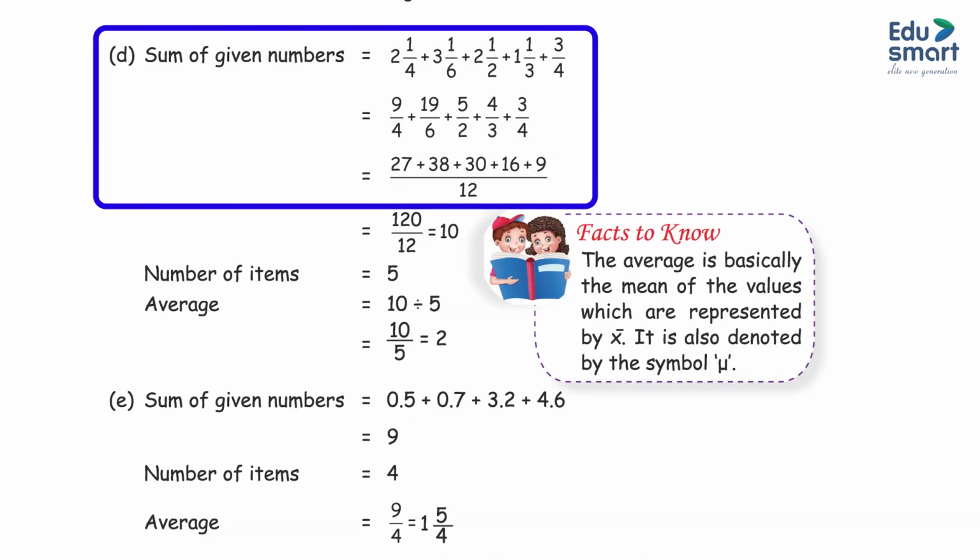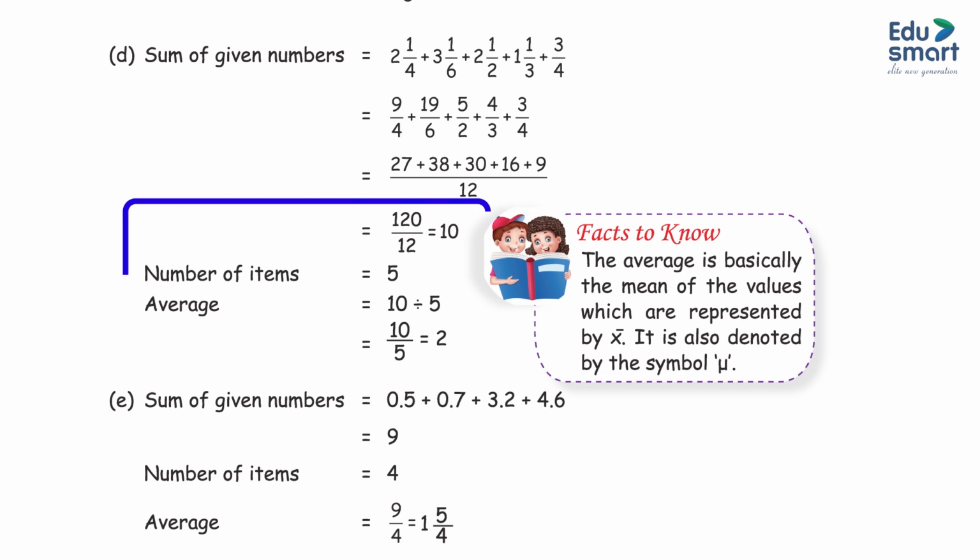D. Sum of given numbers 2 1/4 plus 3 1/6 plus 2 1/2 plus 1 1/3 plus 3/4, that is 9/4 plus 19/6 plus 5/2 plus 4/3 plus 3/4, which is 27 plus 38 plus 30 plus 16 plus 9 upon 12, that is 120 upon 12 equals 10. Number of items 5. Average 10 divided by 5, 10 upon 5 is equal to 2.